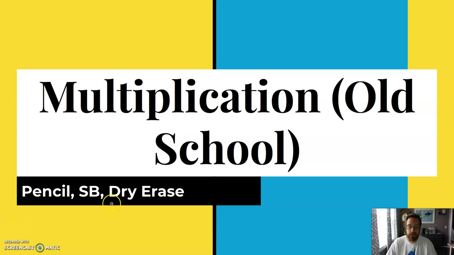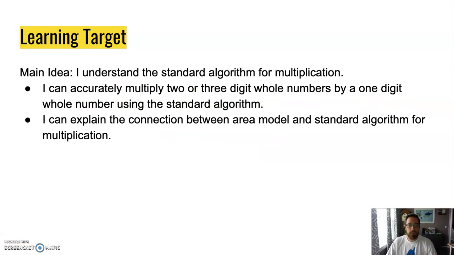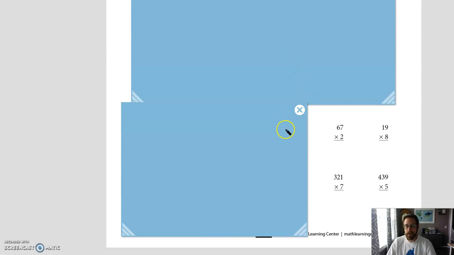Today we're continuing on from yesterday with multiplication, old school style or traditional multiplication, working on a one digit times a multi-digit. Today we're going to do a one digit times a two digit and one digit times three digit, continuing on what we started talking about yesterday. So the learning target, again, is that you understand the standard algorithm for multiplication. You understand how to do it, the steps to do it, but also it's important to understand why it works doing it that way, okay?